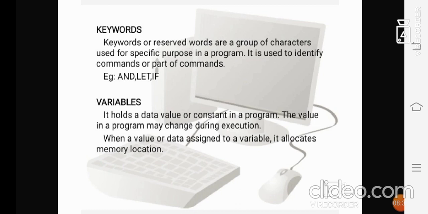A keyword is a group of characters used for a specific purpose in a program. It is used to identify commands or a part of commands. For example, AND, LET, IF. These are the basic keywords, a group of characters we use for a specific purpose in each program.